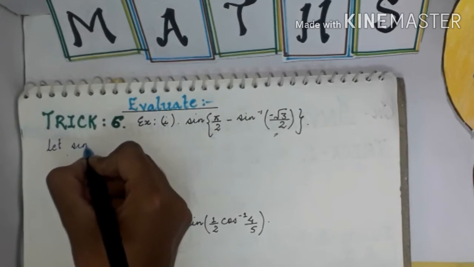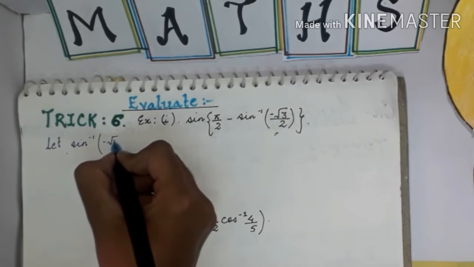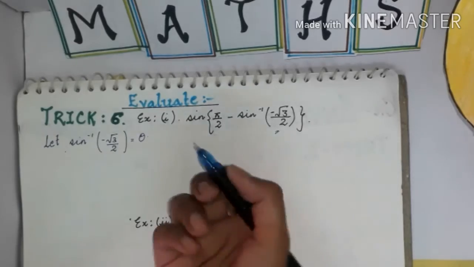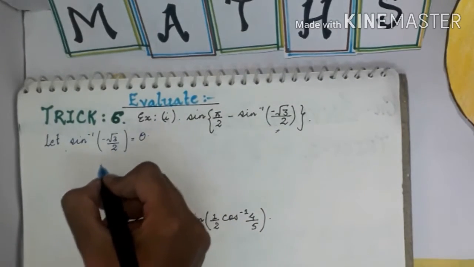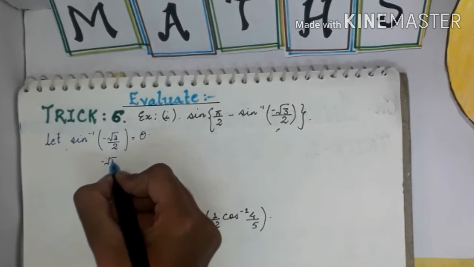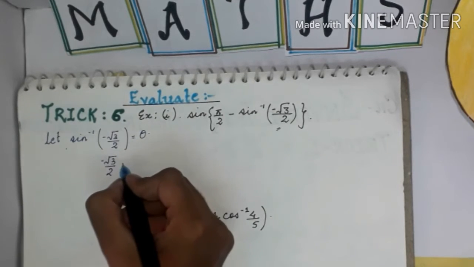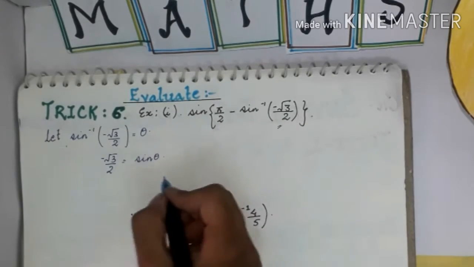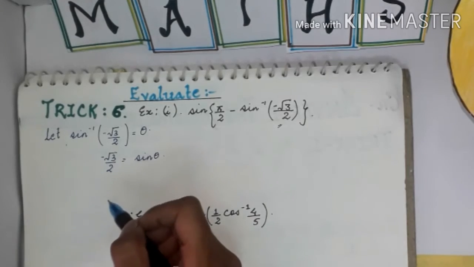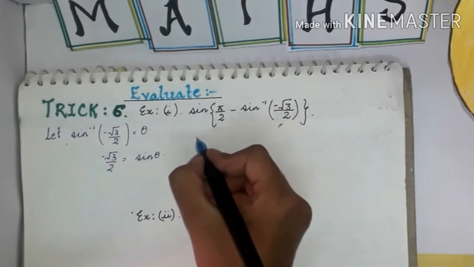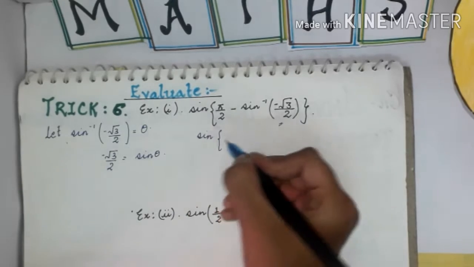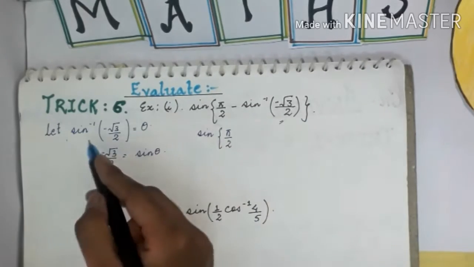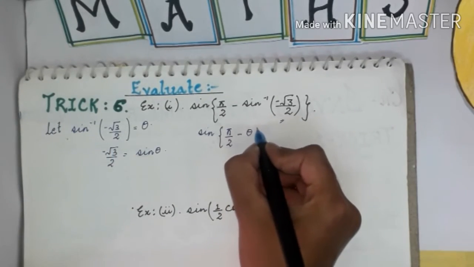Let sine inverse of minus under root 3 by 2 be equal to theta, or x or y, whatever you want to let. Now sine inverse will move from LHS to RHS and will become sine. So sine theta is equal to minus under root 3 by 2. Now let's see here. What we have done: in place of sine inverse of minus under root 3 by 2, can we write theta? Yes, of course.